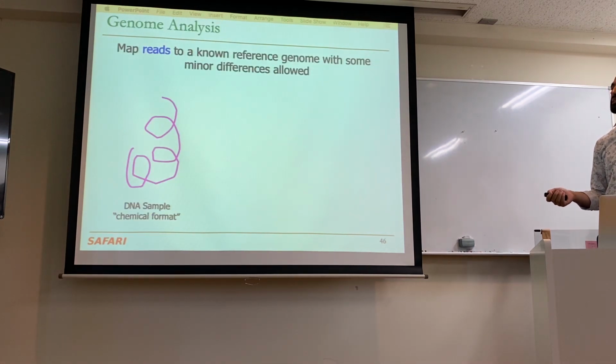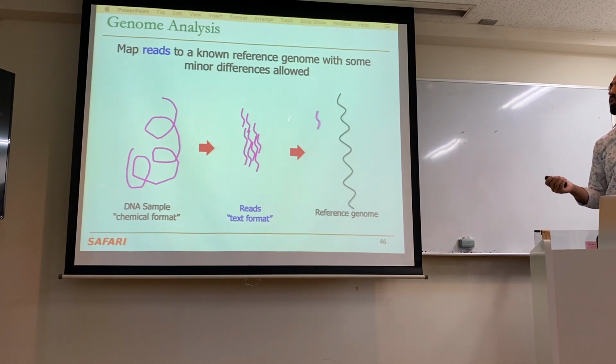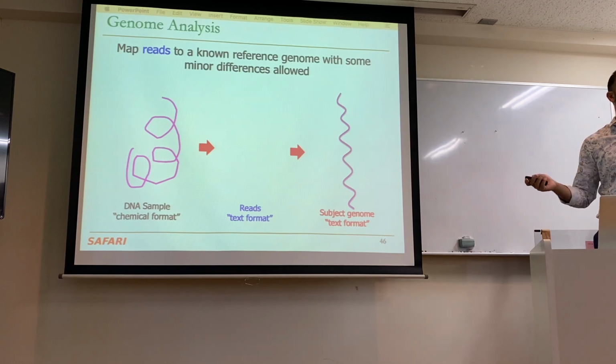To do genome analysis, we get the genomic sample in chemical format. We send it to the sequencing machine. We get a bunch of reads. Then we would like to map each of these reads to a reference genome, like the one we got in 2003 or any other version. We take the first piece and try to stick it to the reference genome. We do the same for all these pieces until we get a very nice, smooth, full sequence of our DNA.